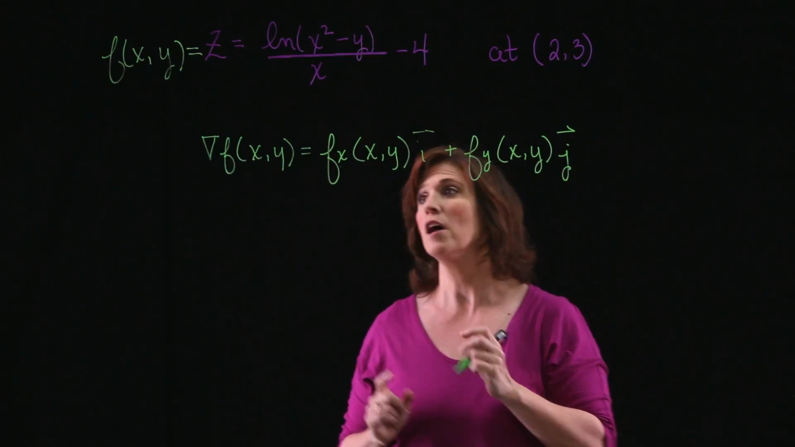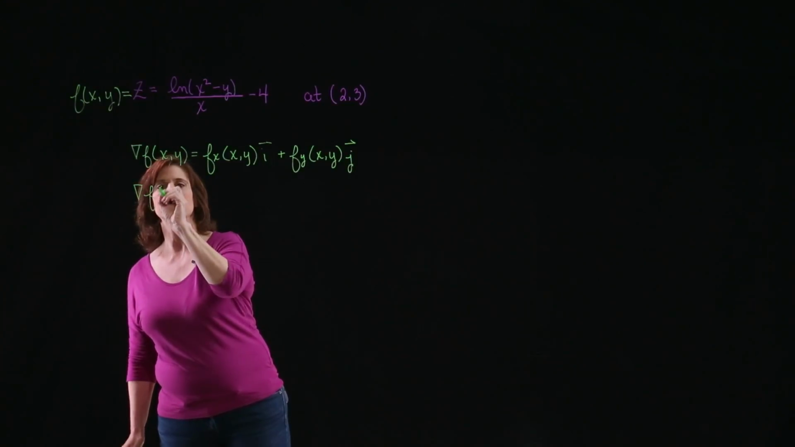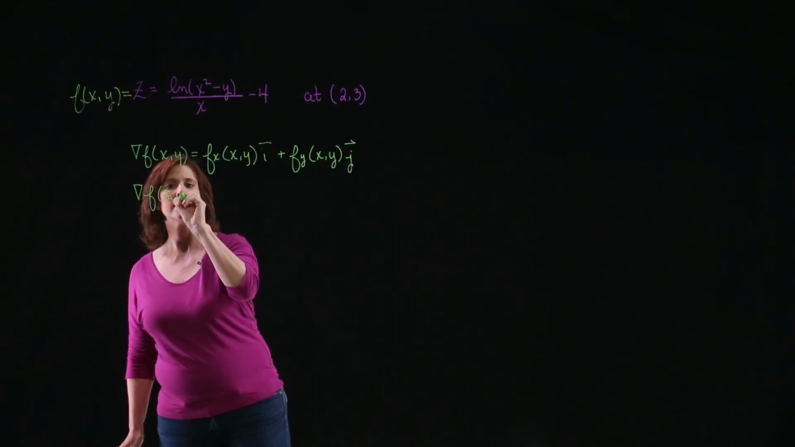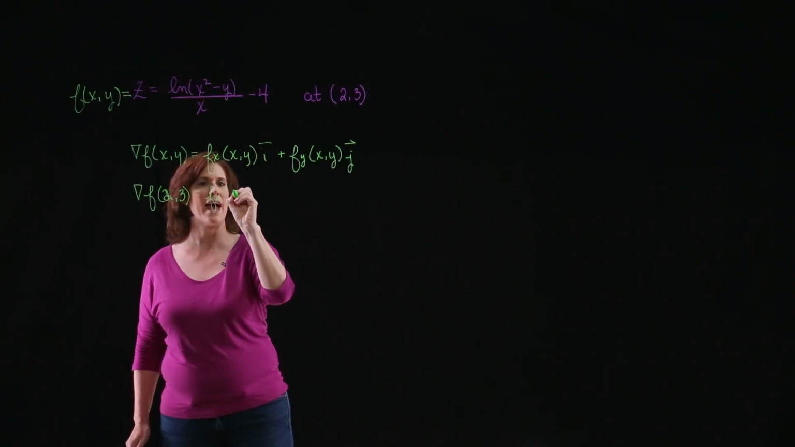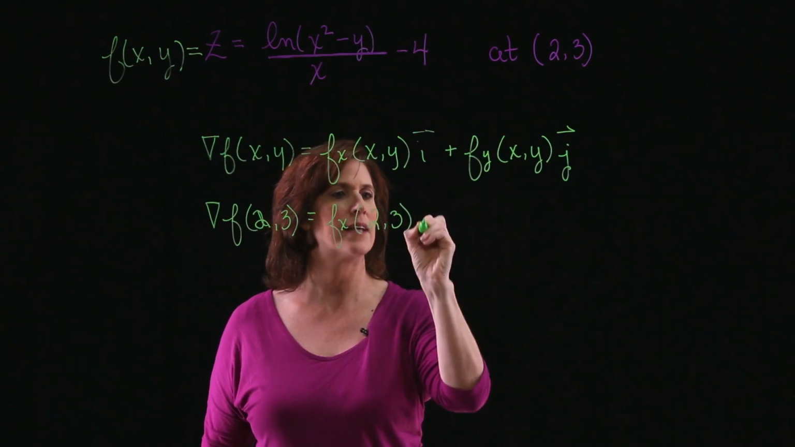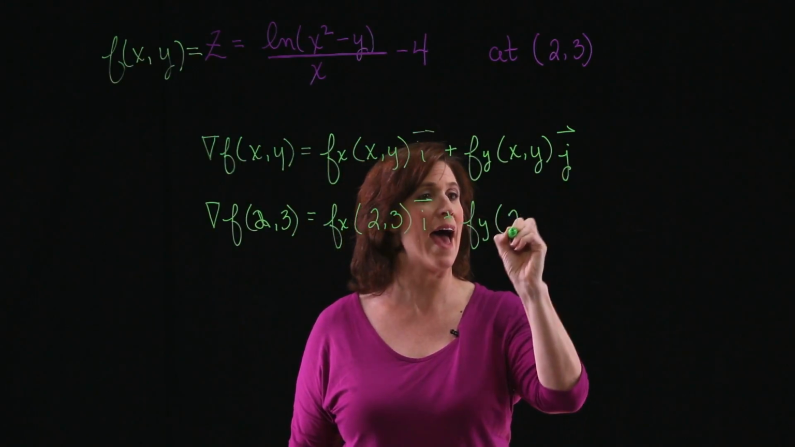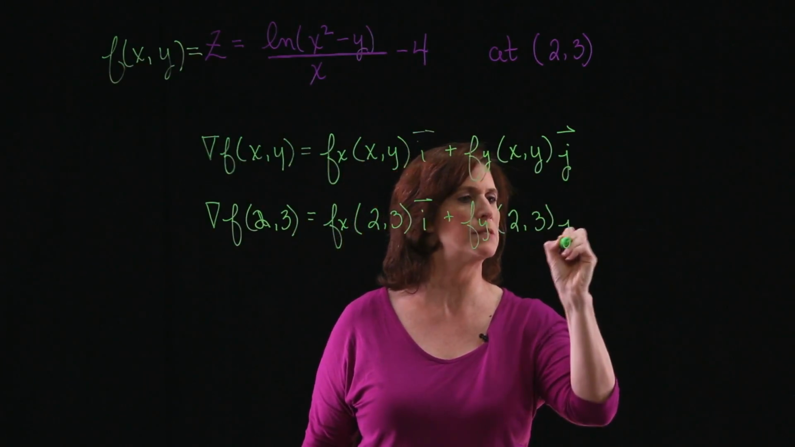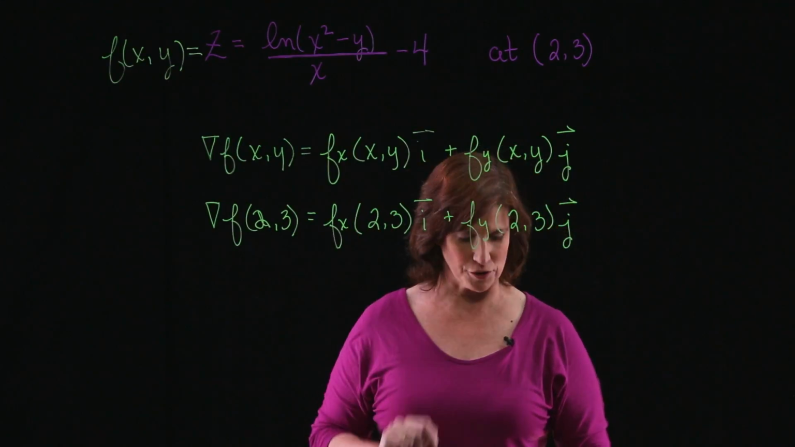So more specifically, our formula becomes the gradient at (2, 3) equals the partial with respect to x at (2, 3) times my vector i, plus the partial with respect to y at the point (2, 3) times my vector j. So what I need then are the first partials.